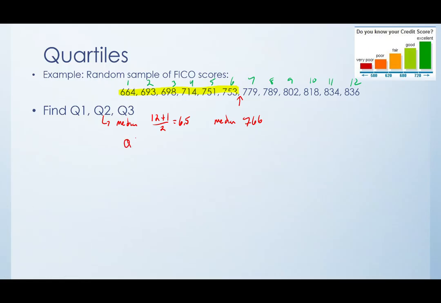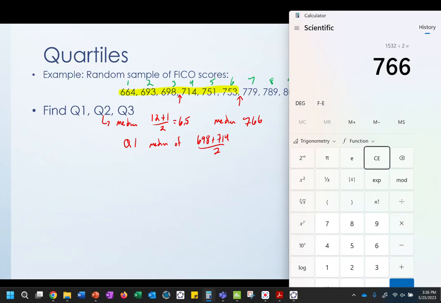So Q1 is the median of the bottom half, and we can say right away, okay, there's 6 data values. What's the middle of the 6 data values? It's halfway between number 3 and 4. So that'll be, let's see, 698 plus 714 over 2. And because these are even numbers again, we've got to average. All right, so 698 plus 714, so 706.